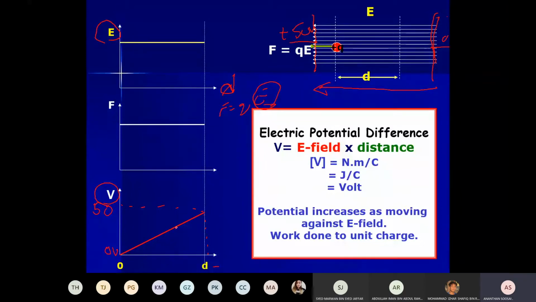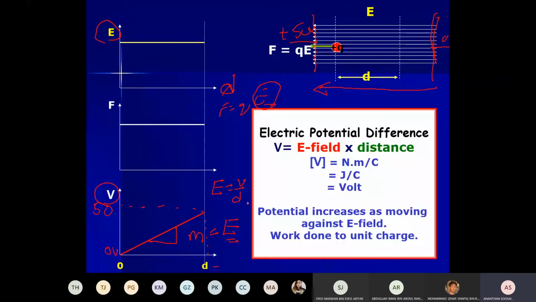Can you tell me what this gradient represents? Anyone? In the V versus d graph, the gradient represents what? Electric field strength. Very good. The gradient is electric field strength, because electric field strength is V over d. So the gradient of the V versus d graph is the electric field strength.